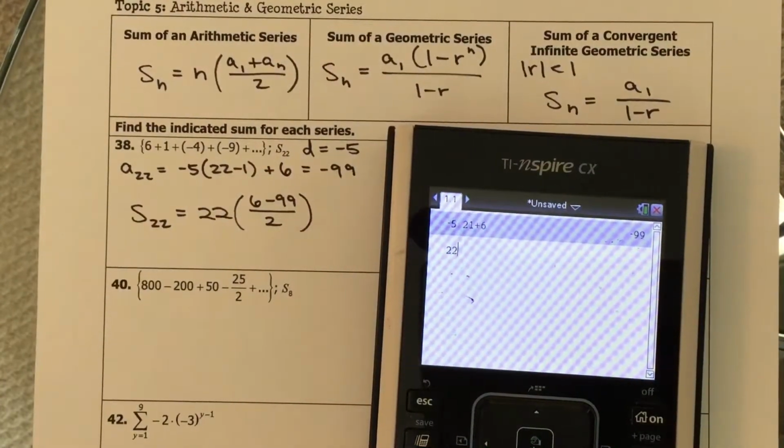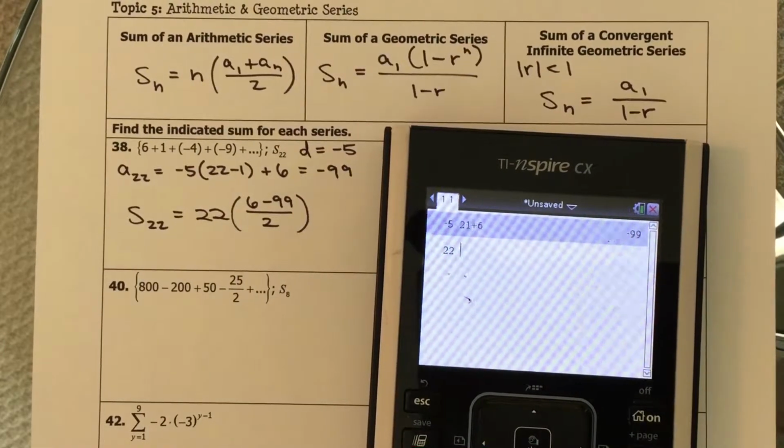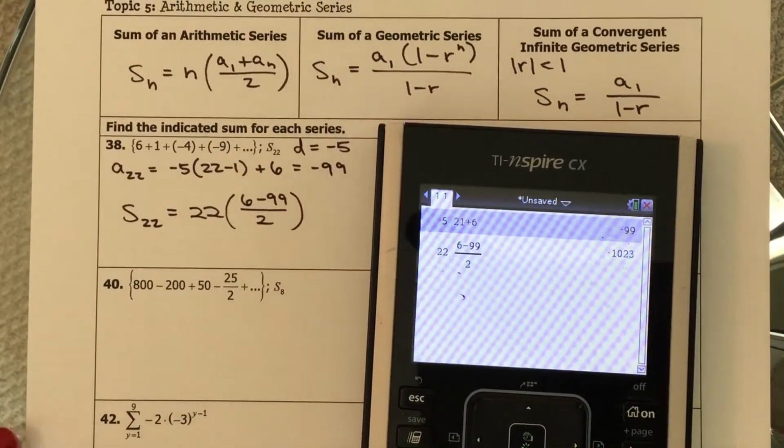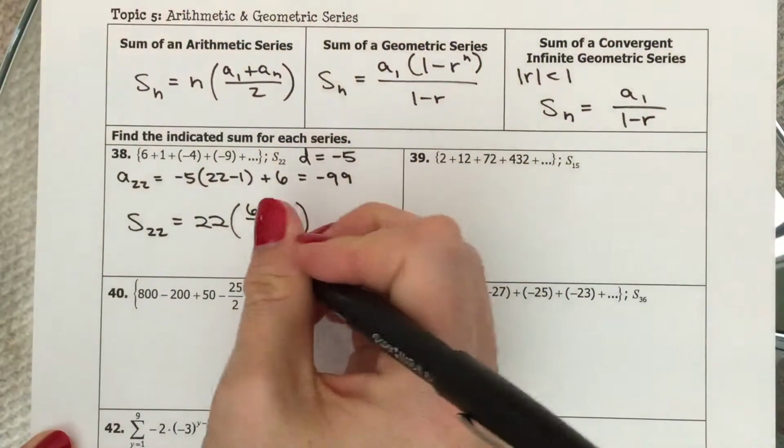Okay, you can just sub that value in. So we have 22 times 6 minus 99 over 2. That is -1023.